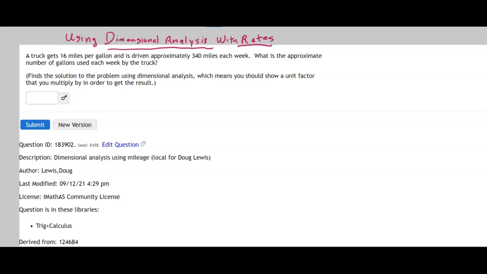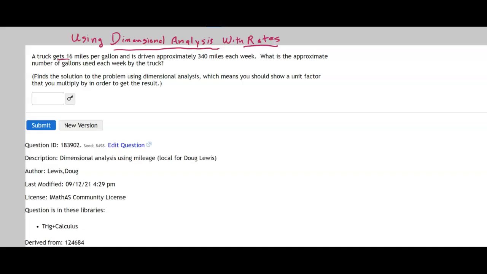Well, this is a problem that contains several rates actually. One is it gives us the first rate of 16 miles per gallon. And then another rate actually is 340 miles each week, which means 340 miles per week. Per means for every or for each.